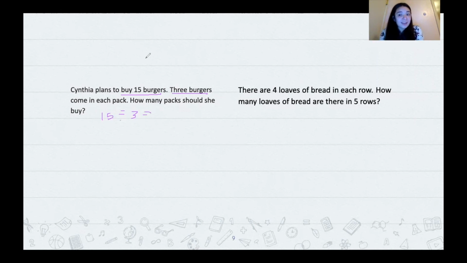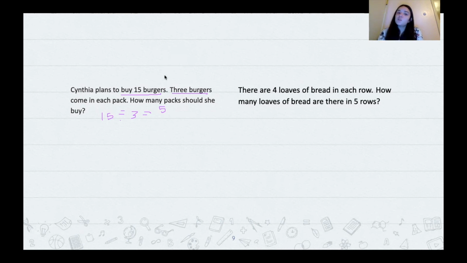So for this one, I'm actually just going to skip count. I'm going to skip count by 3 until I hit 15. So I'm going to go 3, 6, 9, 12, and 15. So I know that 15 burgers divided by 3 in a pack, I have to buy 5 packs. And so that's just a little quicker way, if you know your times tables, for you to try it out.